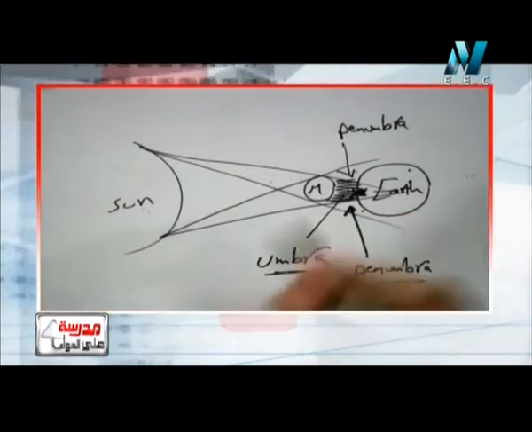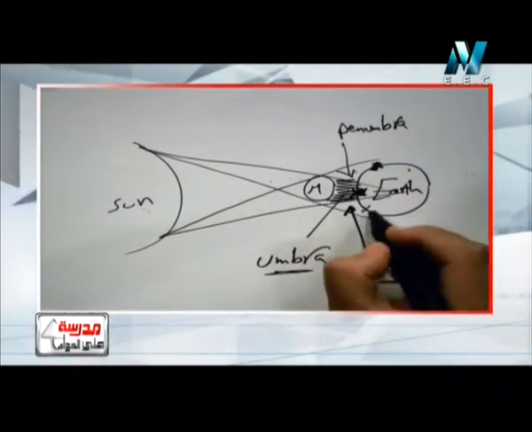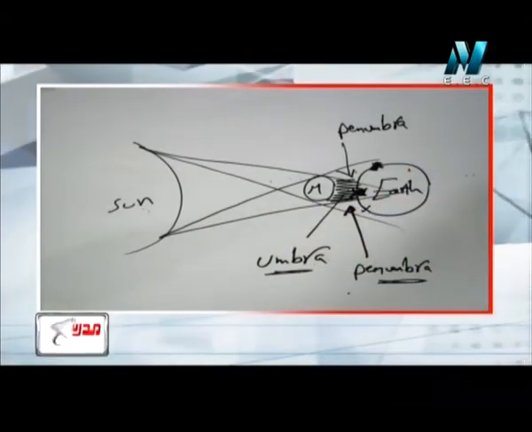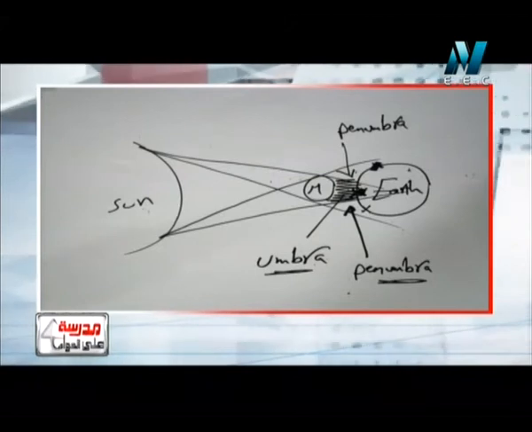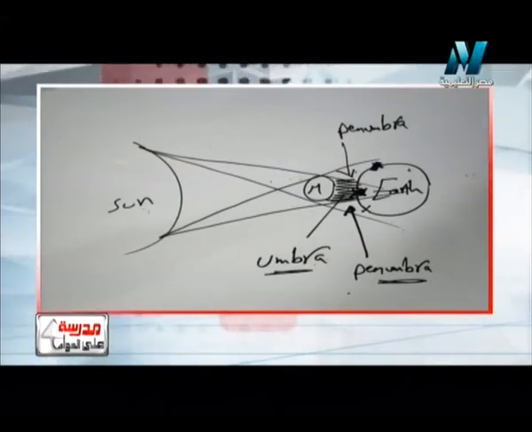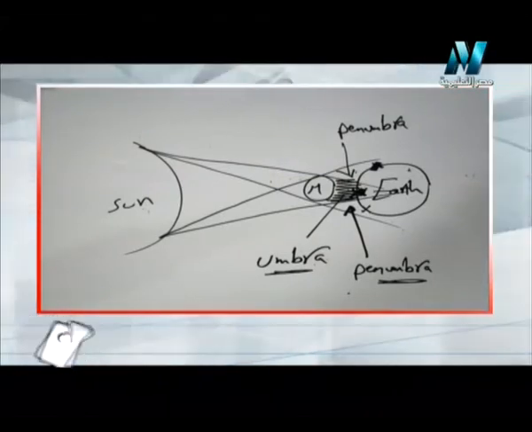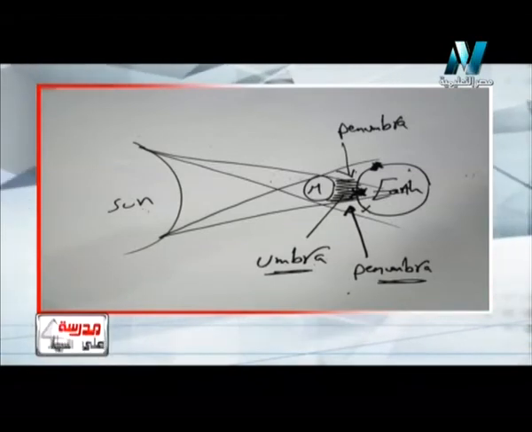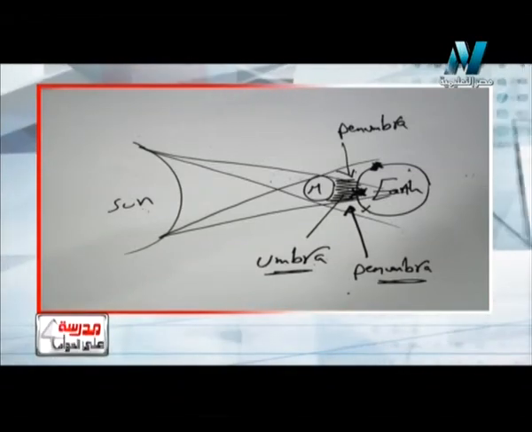So what about this place? What about this place and this place? I can see only a part of the sun, so it's called a partial solar eclipse. Again, I can see only a part of the sun, so it's called a partial solar eclipse.